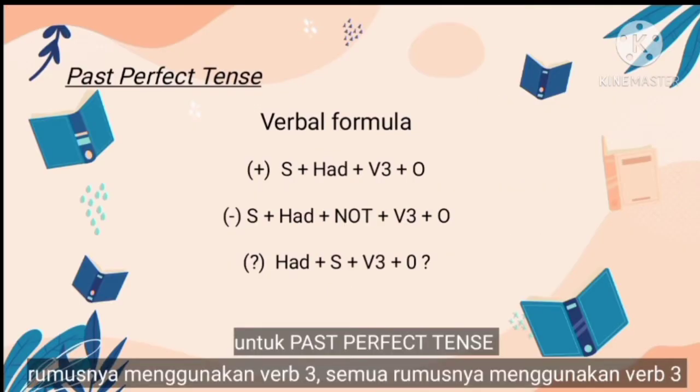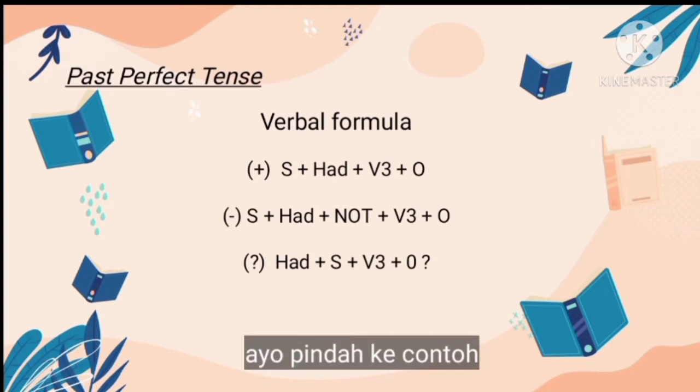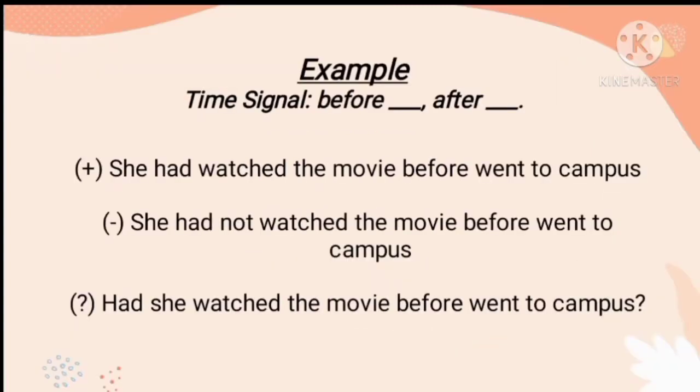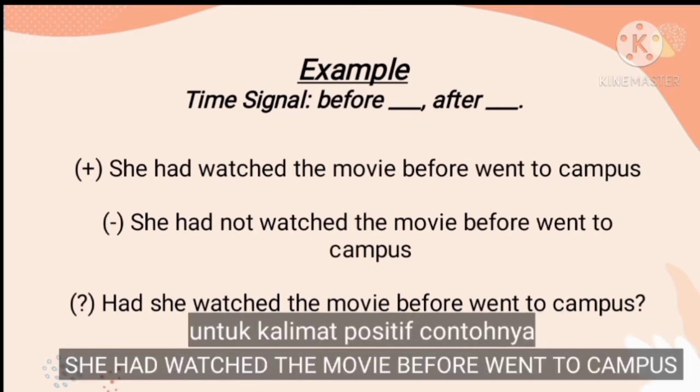For past perfect tense, the formula uses verb 3. All of the formula uses verb 3. Let's move to the example. For the time signal, we use before or after something. For the positive sentence, the example is: she had watched the movie before went to campus.